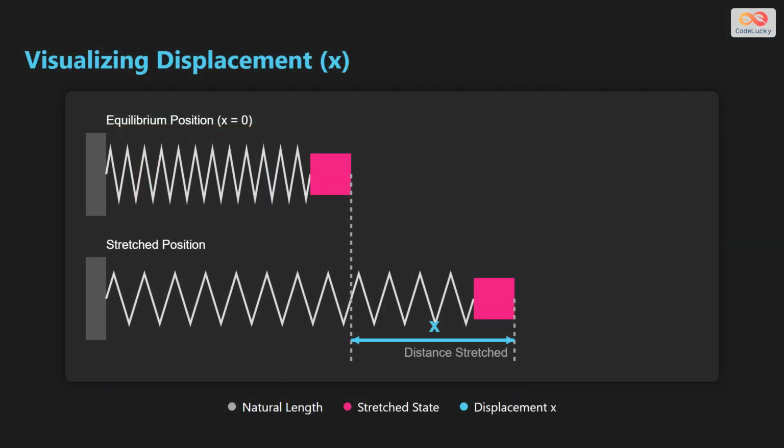Here is a visual representation. The top spring shows the equilibrium position, where X is 0. When we pull the block to the right, we create a displacement, X. This distance X is crucial because the force the spring exerts depends entirely on how far it is from that natural resting point.